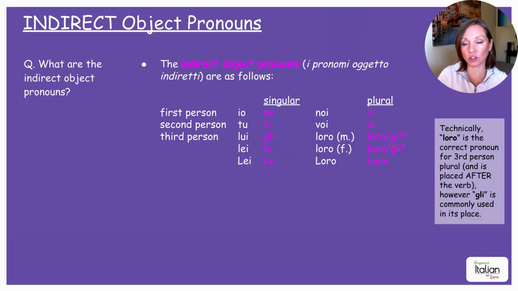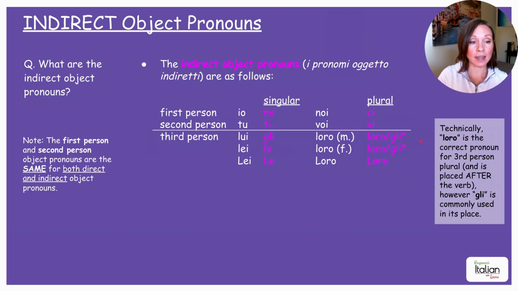Okay, so that's why I'm showing you both of these, but technically loro is the correct indirect object pronoun for the third person plural. Okay, but like I said, this is very commonly used. So for lui or loro, they're going to use gli a lot of the time. Okay. Note that the first person and second person object pronouns are the same for both direct and indirect object pronouns.